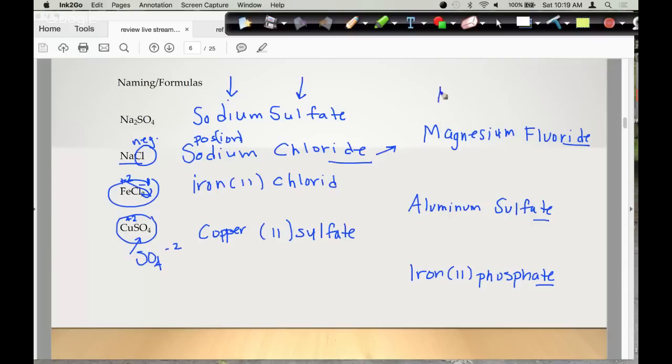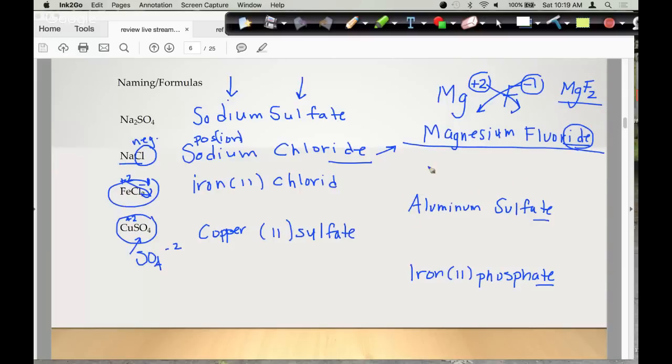So I'm going to look up the metal's positive charge, and I'm going to look up the nonmetal's negative charge on the periodic table. Crisscross, drop the signs, reducing the numbers up here if I can before I crisscross, and ones do not need to be written, so this becomes MgF2.